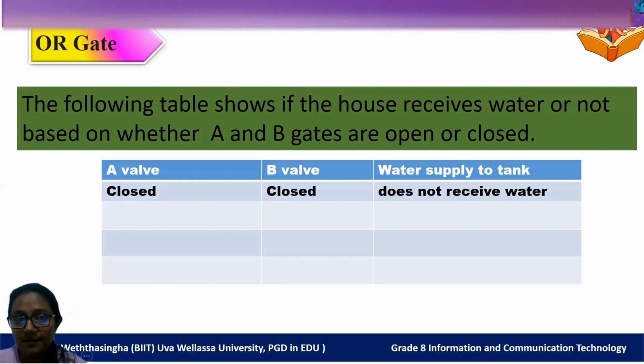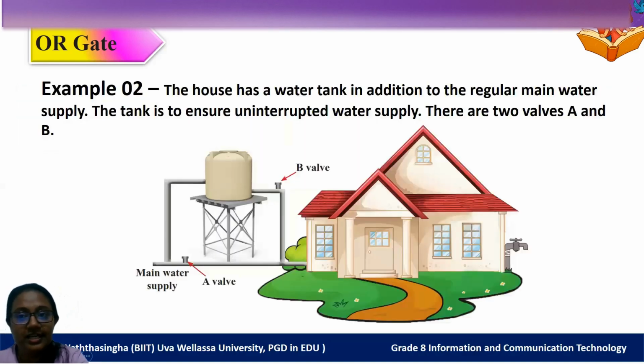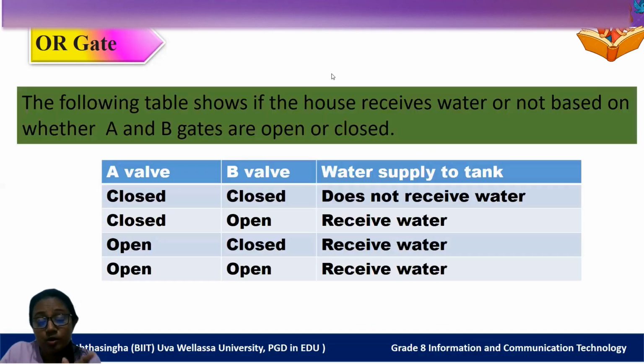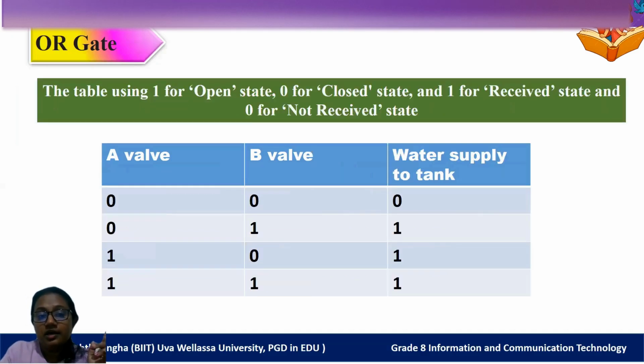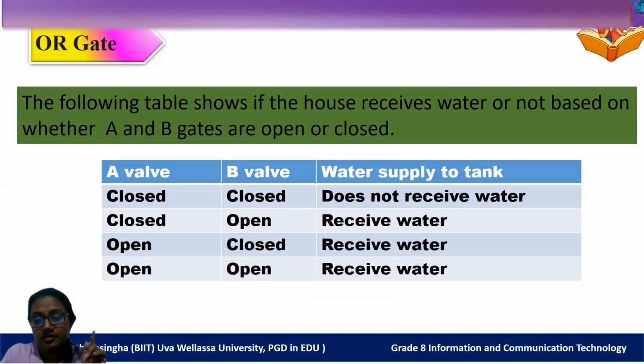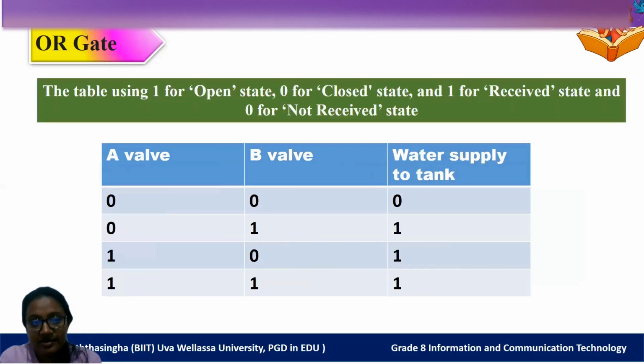First write down the example. Do it quickly. Write down the example, example number 2. Looking at this table, would you please convert it into 1s and 0s? Write down the condition. This is the table, right? What we can do is, you can use 1 for open state, 0 for closed state, 1 for receiving water, 0 for not receiving water. This is the table. Yeah, you can write it.